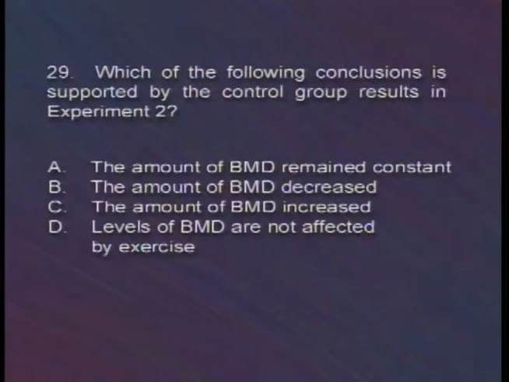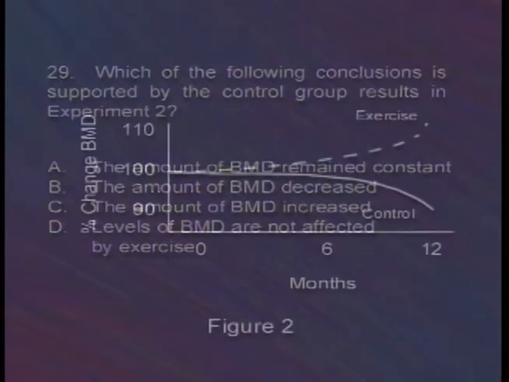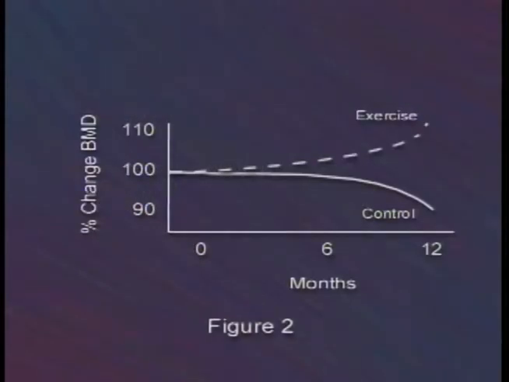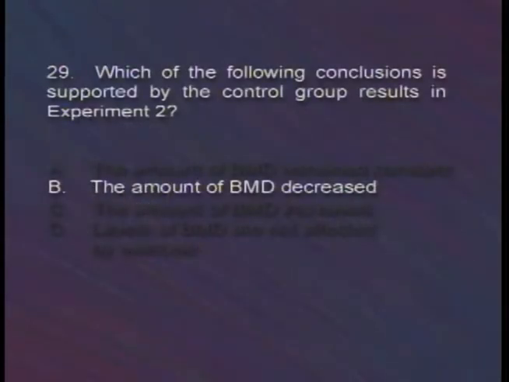Question 29. Which of the following conclusions is supported by the control group results in Experiment 2? Well, what happened to the control group in Experiment 2? Looking at Figure 2, the percent of BMD declined over the 12-month period for the participants in the control group. The best conclusion is given in option B. The amount of BMD decreased. Thus, the correct answer is B.